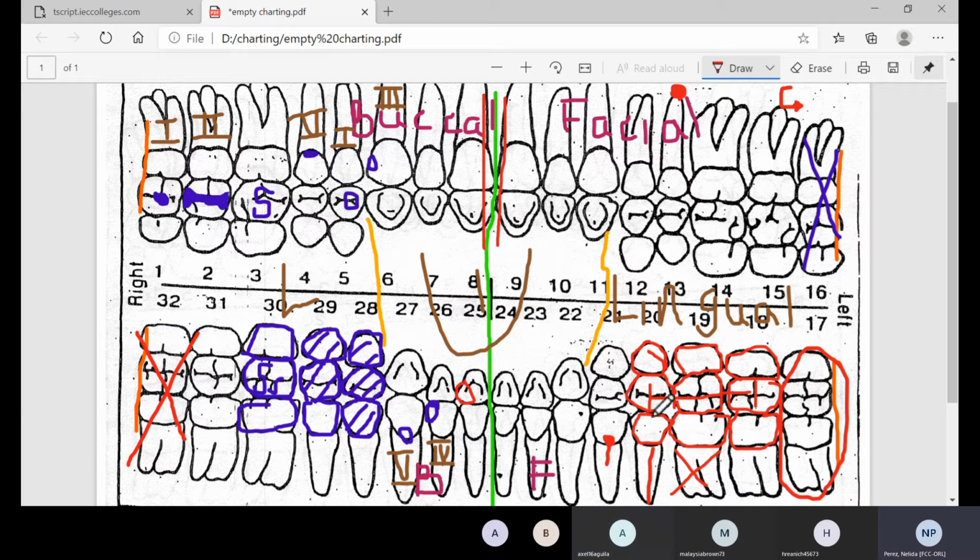Now, also in your workbook diagram, you have an X here. So we just finished talking about what the X represents. What does the red X represent? Extraction. It needs to be extracted. Remember, this is shorthand, so when you're talking about it in charting, you have to either say it needs it or it has it. So in this case, it's red, it needs it.